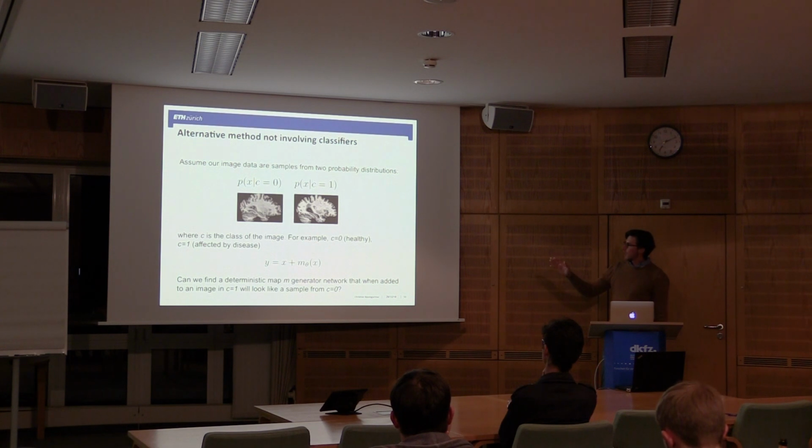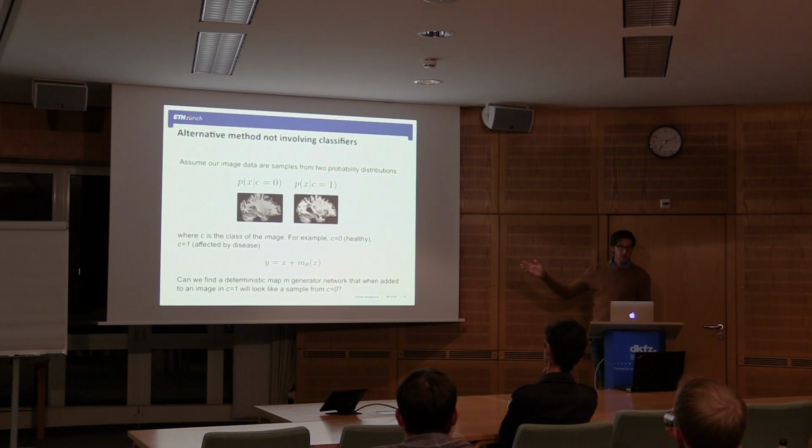So to quickly introduce some formalism. So let's say we have two images. We have a distribution of healthy images, C0, and we have a distribution of sick images, C1. So in this case, they are brain MRI images that are healthy and brain MRI images that have Alzheimer's disease.